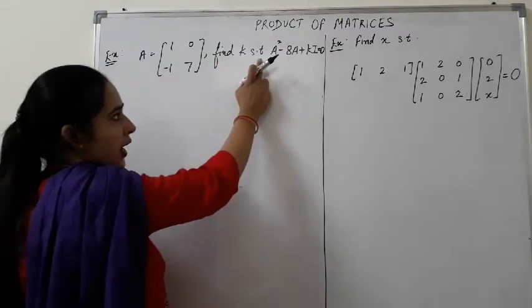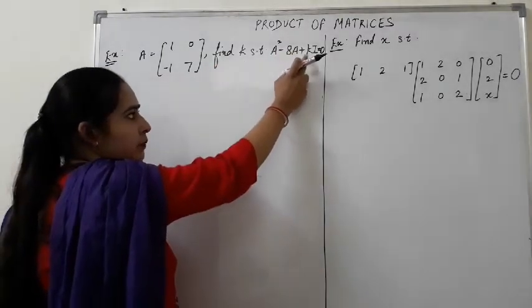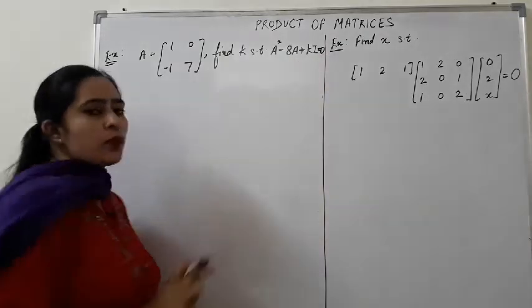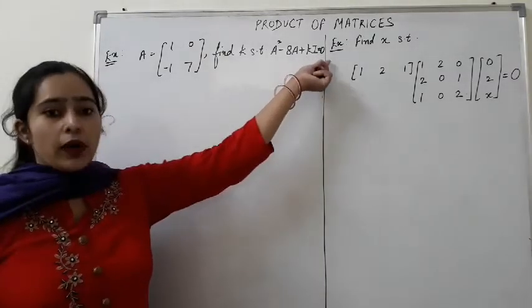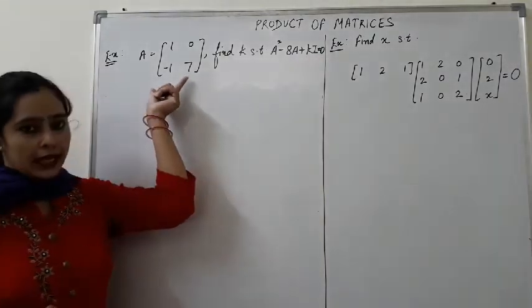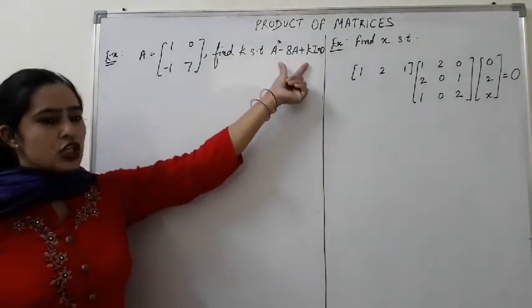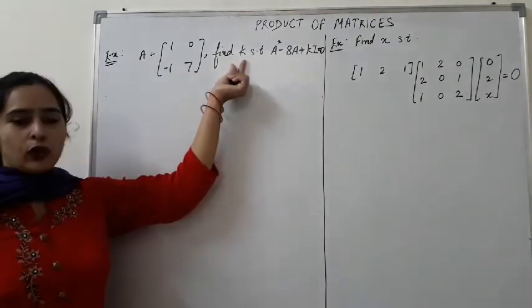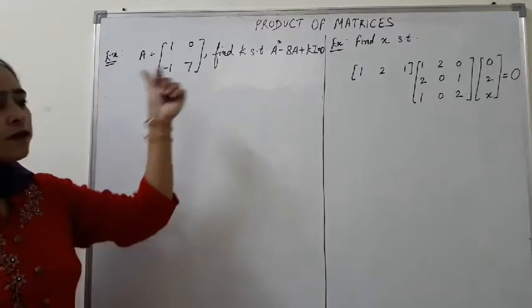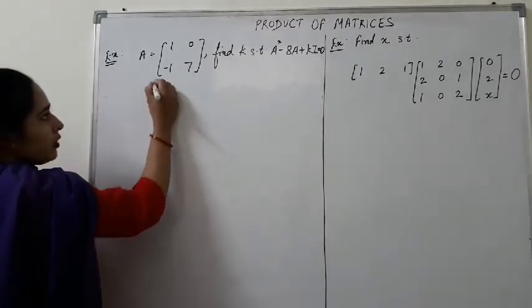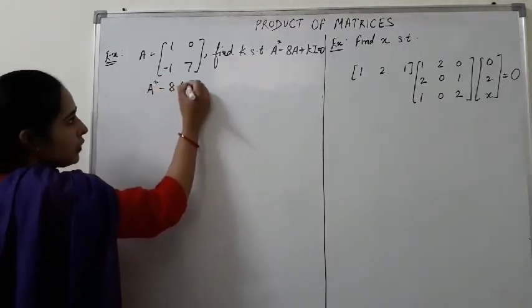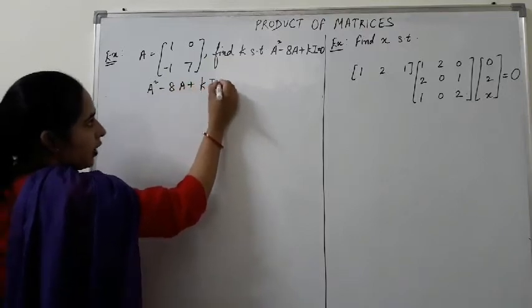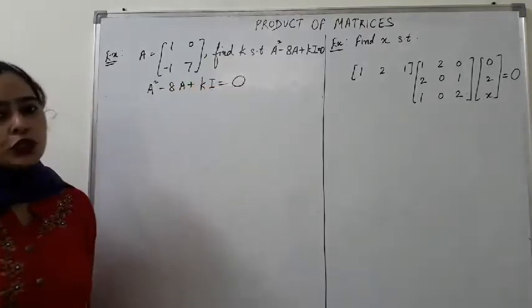Find k such that A square minus 8A plus kI is equal to 0 matrix. This 0 is the 0 matrix. We are given a matrix A and this condition, and we have to find the value of k. Now firstly, write this condition which is given to us and let us see what we need to put here.